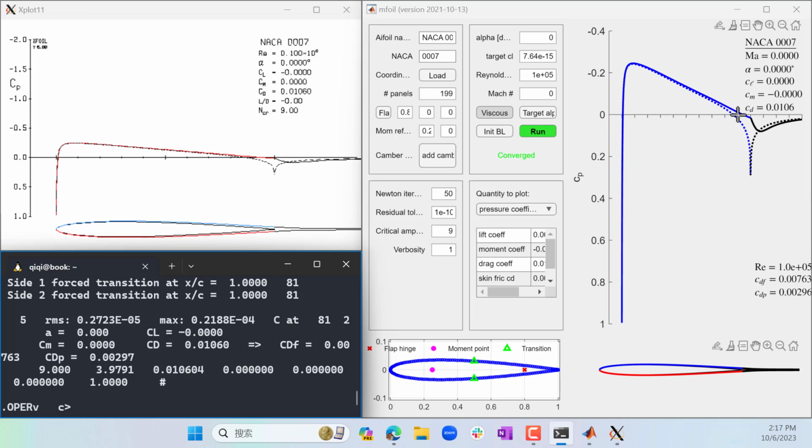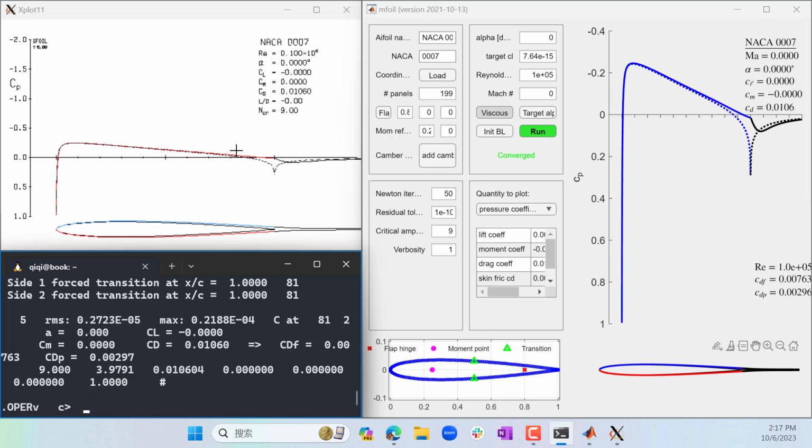In XFOIL, you're going to see a dotted line and a solid line. The dotted or dashed line corresponds to the inviscid pressure distribution. These are the same line if you did not turn on viscosity. If the whole flow field is inviscid, then the line should be the dotted or dashed line. The solid colored lines are the pressure distribution taking into account the boundary layer.